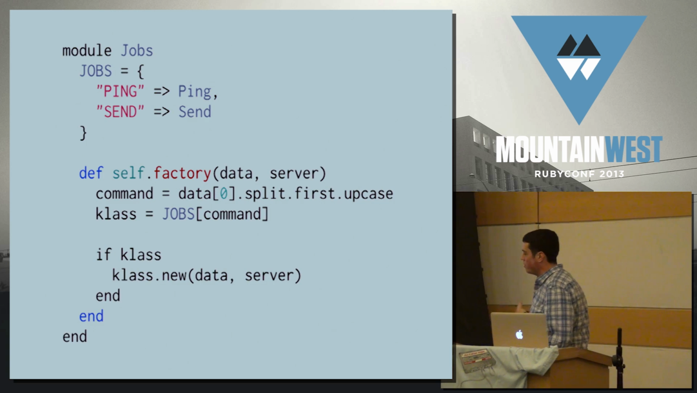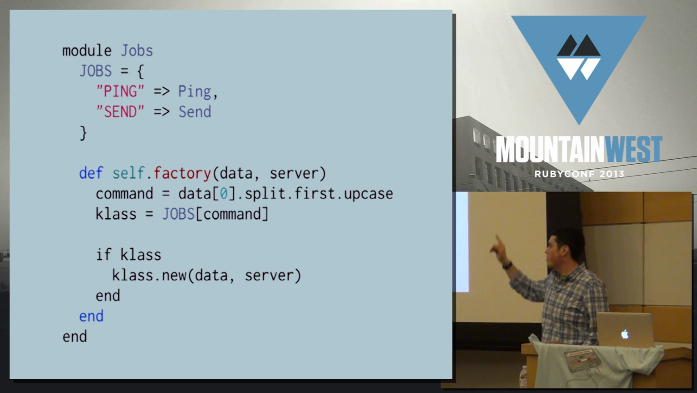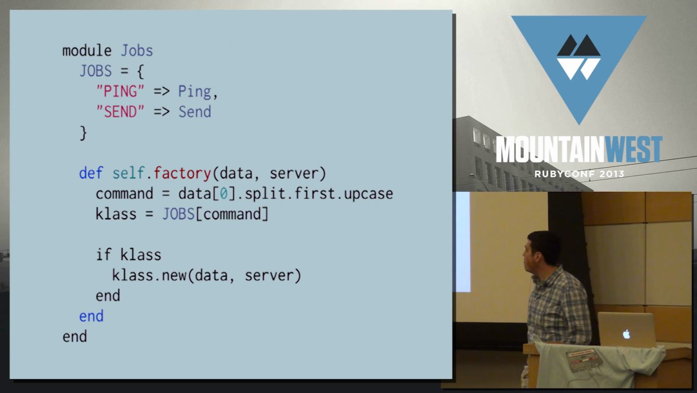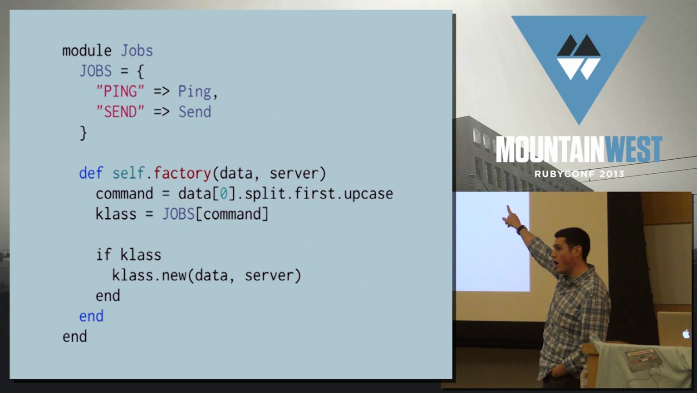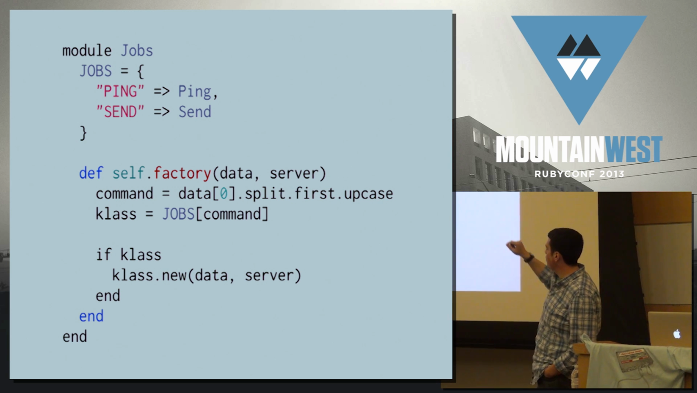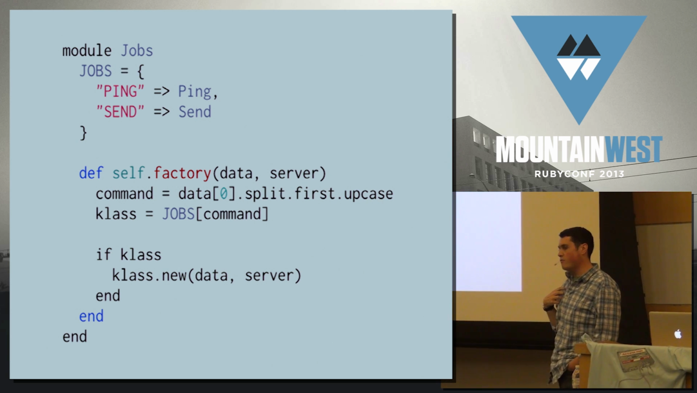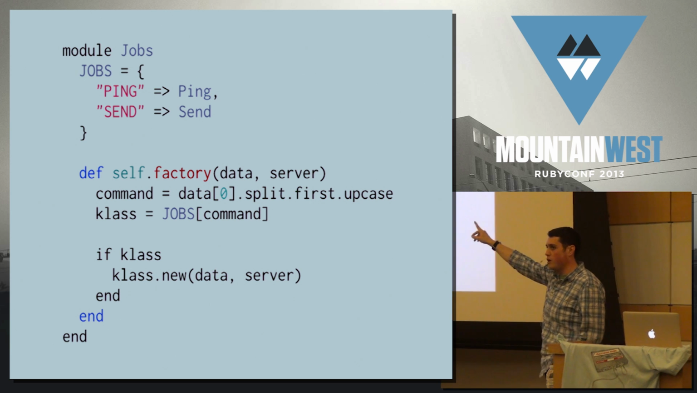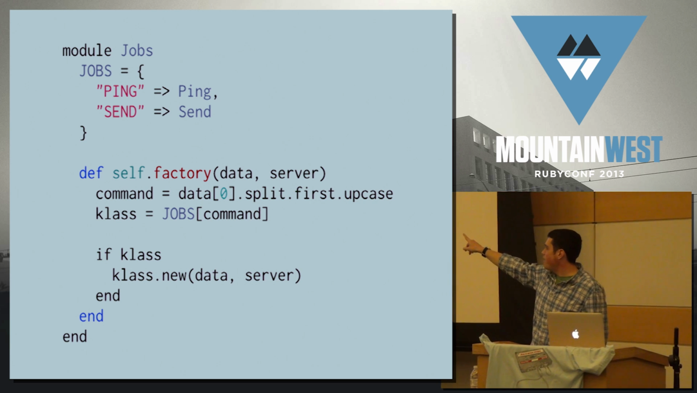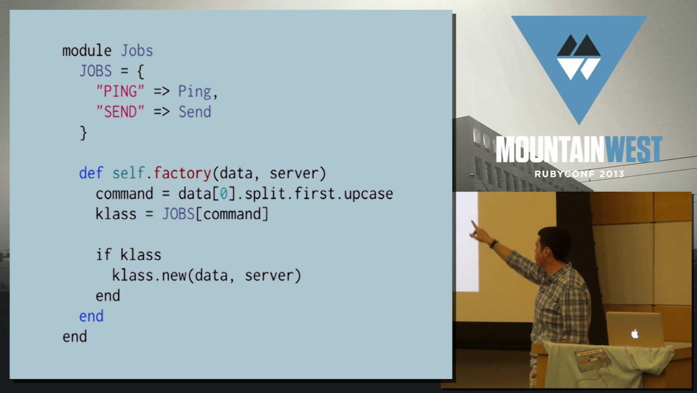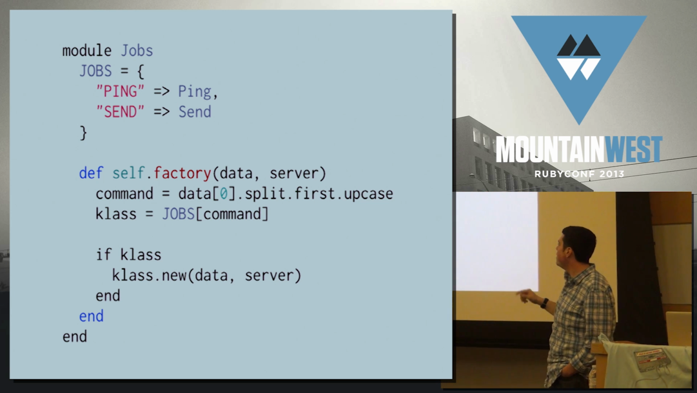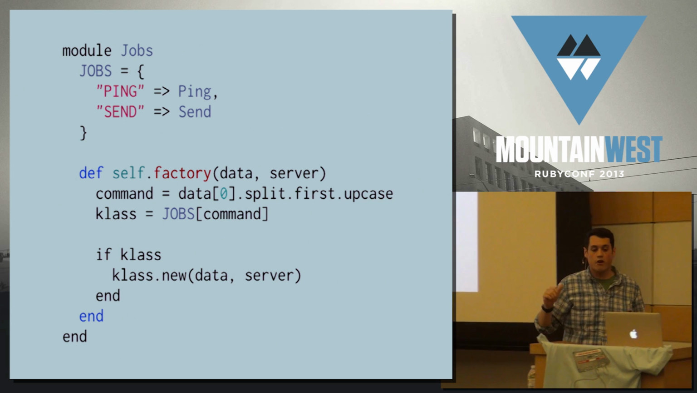We're going to go backwards a little bit to go forwards. So we're going to replace our case with a hash. The hash is a map from a command to a job class. In our factory, we get the incoming data from the client. We do some string manipulation for now. We then ask the jobs hash, do you have a class for this command? If you do, we instantiate it and return it to the caller.